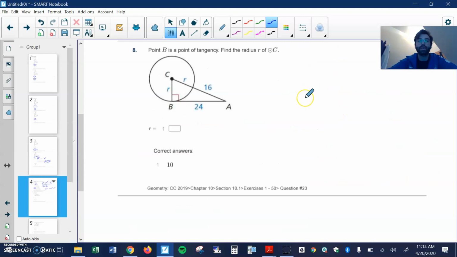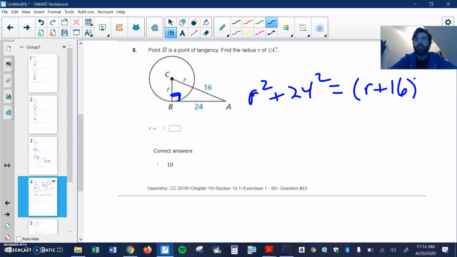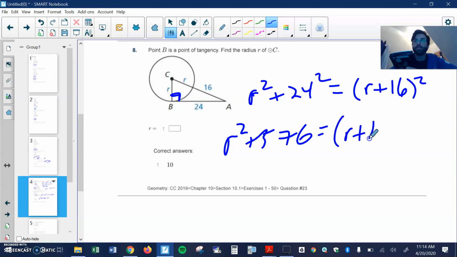B is the point of tangency. Obviously, you can see that means this is a right angle. So I need to use the Pythagorean theorem. R squared plus 24 squared equals R plus 16 squared. R squared plus 576 equals, remember this is R plus 16 times R plus 16.